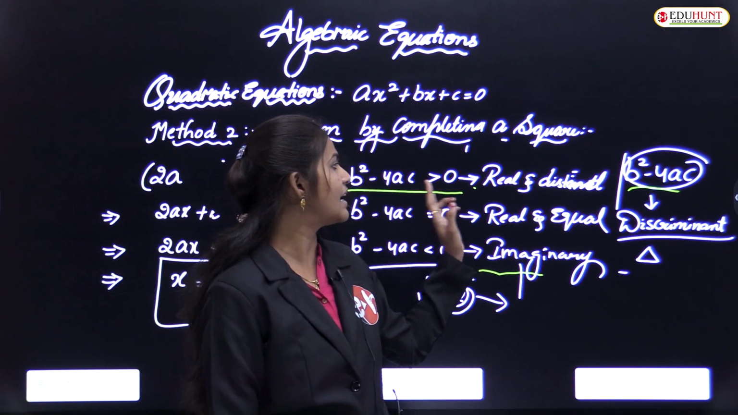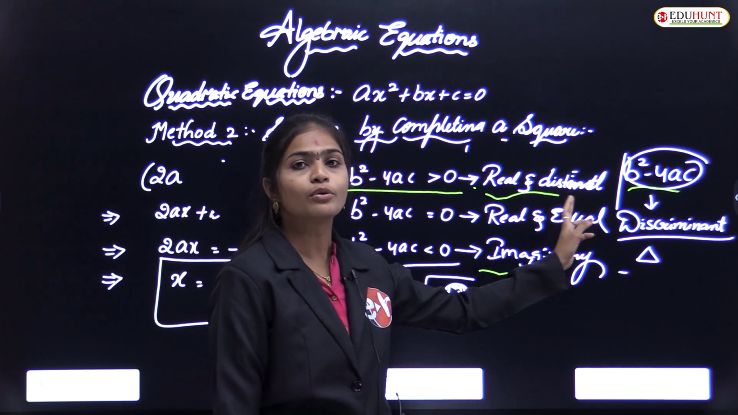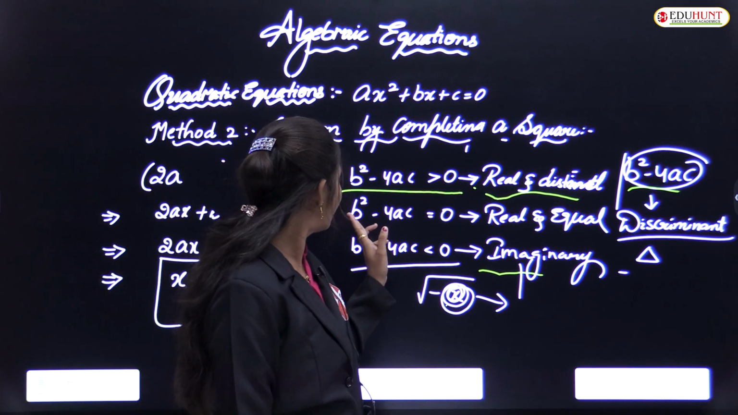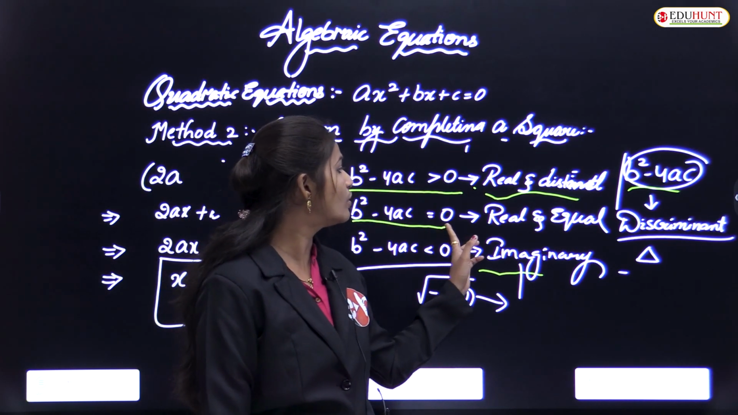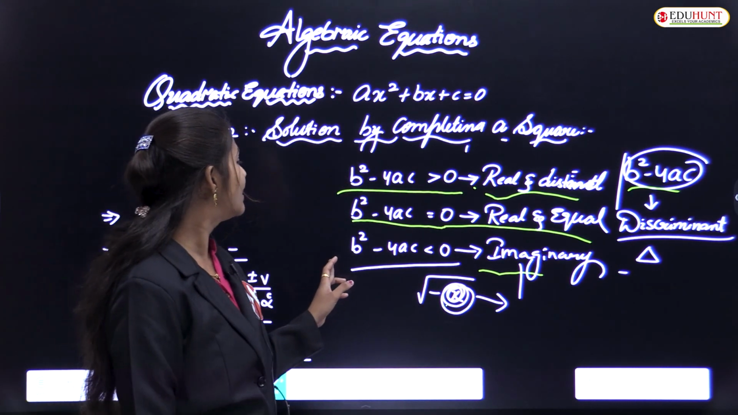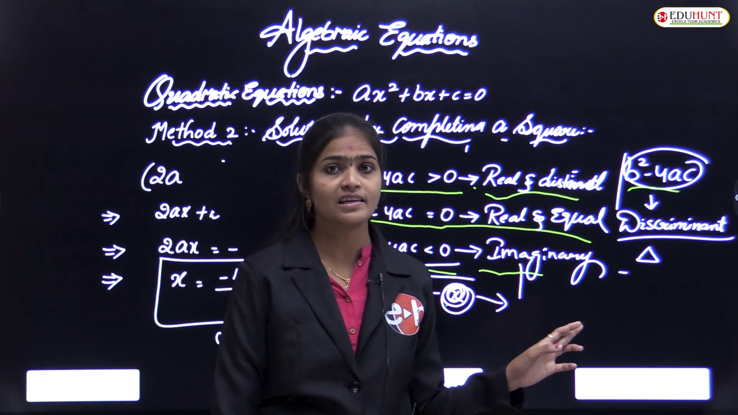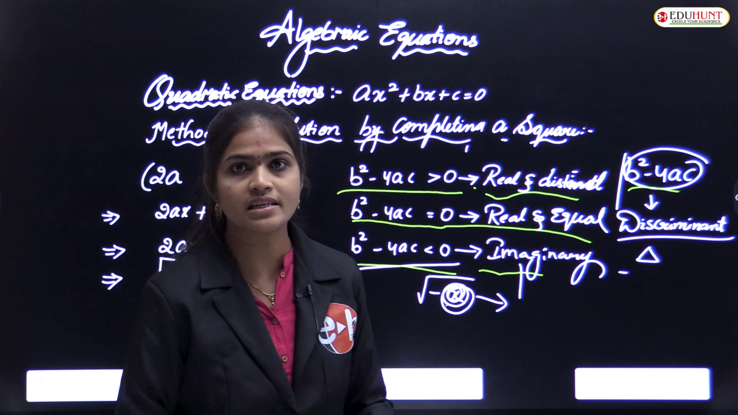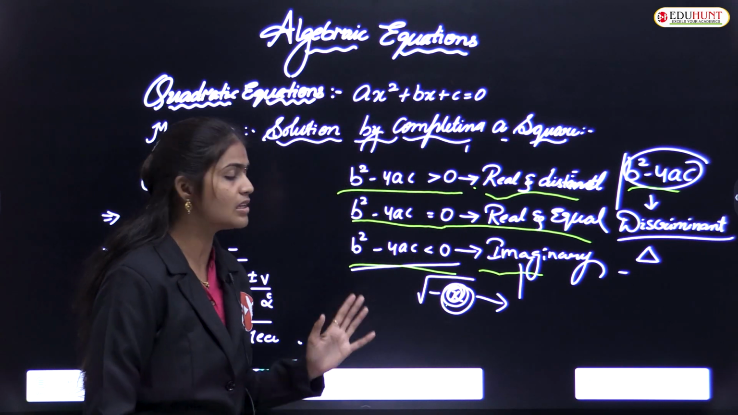If the discriminant is greater than 0, then the roots are real and distinct. If the discriminant is equal to 0, then the roots are real and equal. And if the discriminant is less than 0, then the roots are imaginary. This is just for extra information, extra knowledge only.